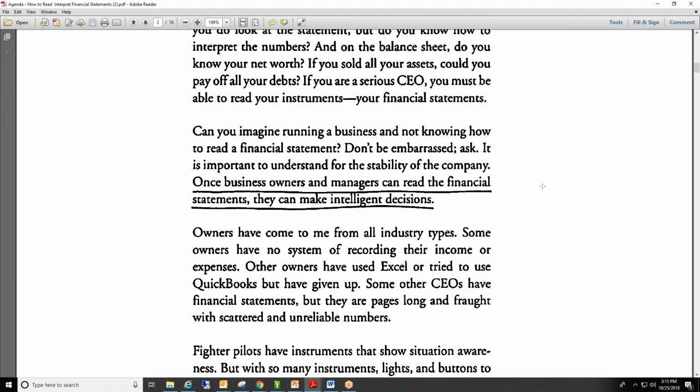Business owners and managers can read the financial statements. They can make intelligent decisions. So if you don't know what it's saying, what it means in English, how are you supposed to take action to improve your situation?